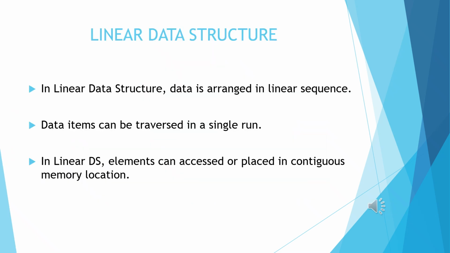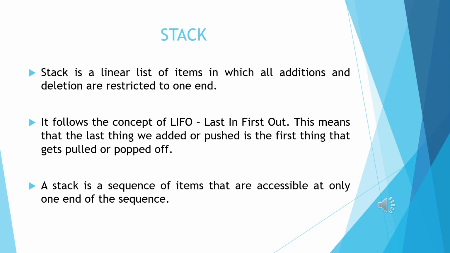Here we see what a linear data structure is. Linear data structure means data is arranged in a linear sequence. Data items can be traversed in a single run. In a linear data structure, elements can be accessed or placed in contiguous memory locations. Stack comes under the concept of linear data structure, which means the elements are arranged in a sequential, or linear, way.